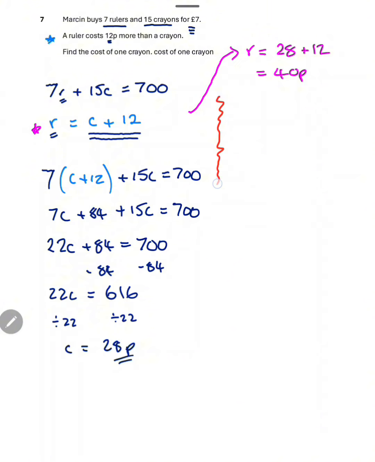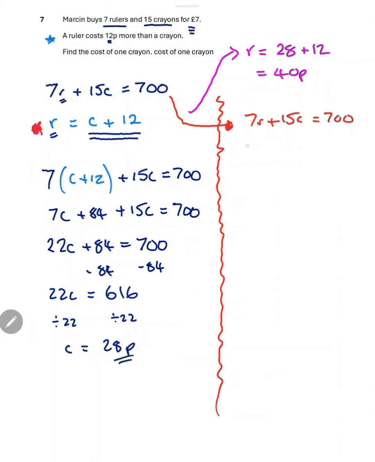There is a more standard way to solve simultaneous equations, and I'm just going to do this just in case it's the only version you've been shown. Some schools do just stick with an elimination method. So if we start with 7r plus 15c equals 700, and then this one, I'm just going to manipulate and say, well, if I take c from both sides, I end up with that. And then if I times all of this by 7, I end up with 7r minus 7c equals 84. And what am I doing here? Why am I doing this?